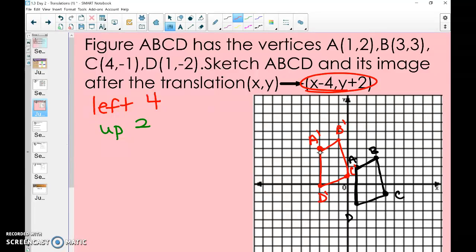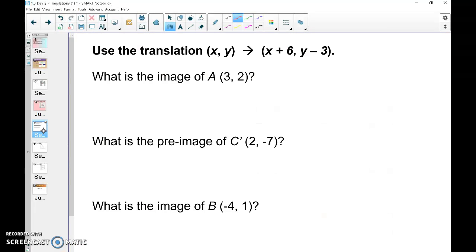So there's our new picture, our image. Remember, this is the pre-image, this is the image, and it's got all those prime symbols. You do have to have that to get full credit on the quiz.